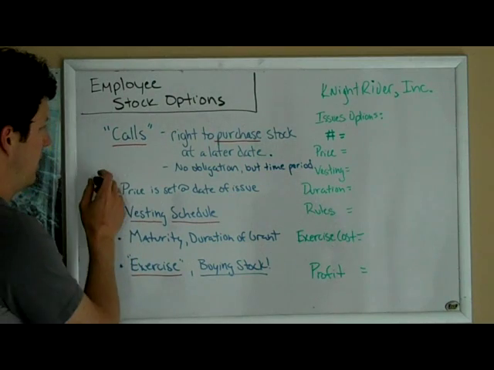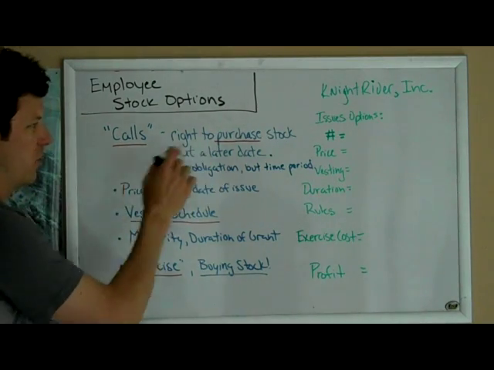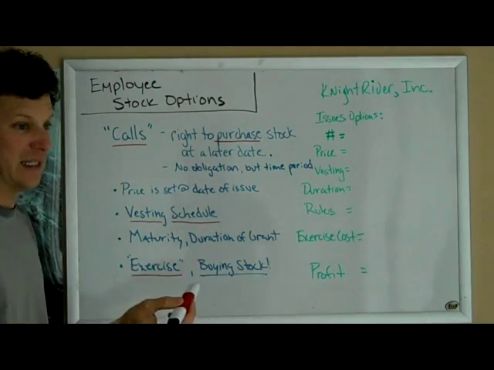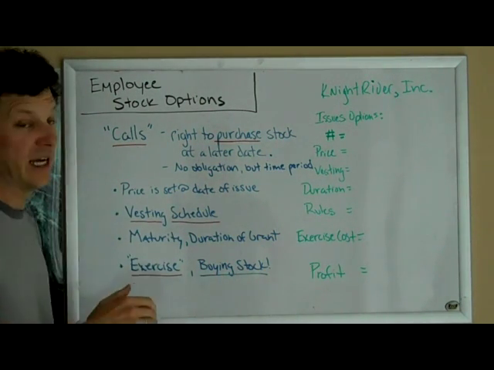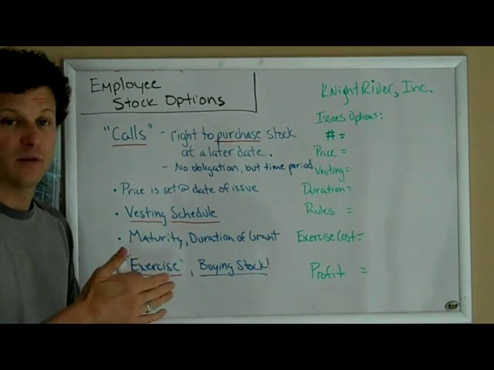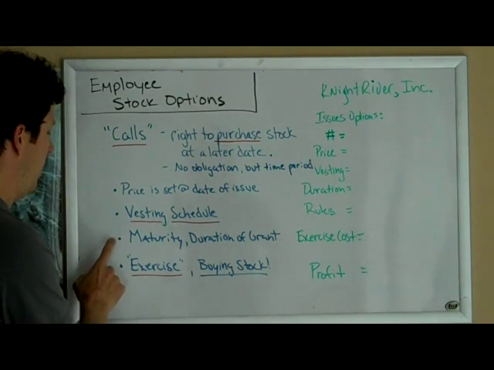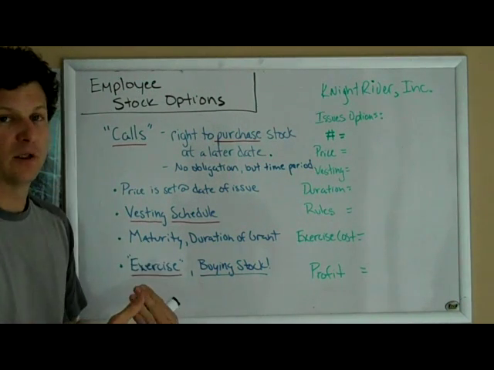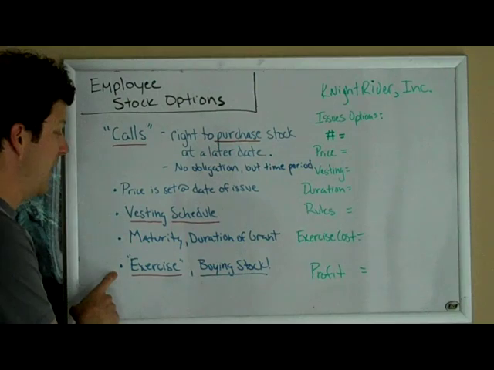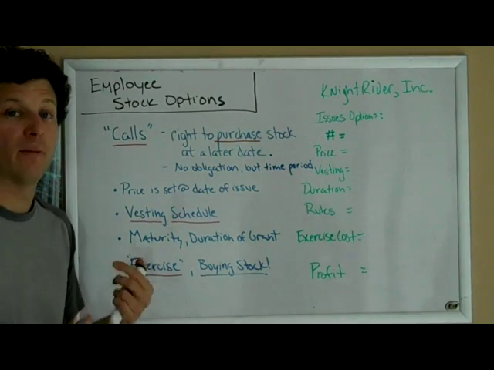So really quickly, option grant is made. It gives me the right to purchase stock later. A price is set. It has to be a certain number of dollars per share. A vesting schedule is set. I don't get them all at once. I get them spread out over a 4-year period. A maturity is set. If I don't act within 10 years, this option will expire. And then there's the concept of exercising, which I may or may not do.